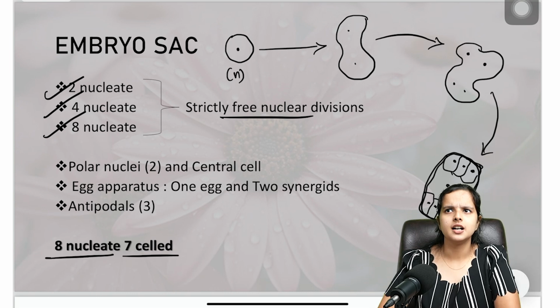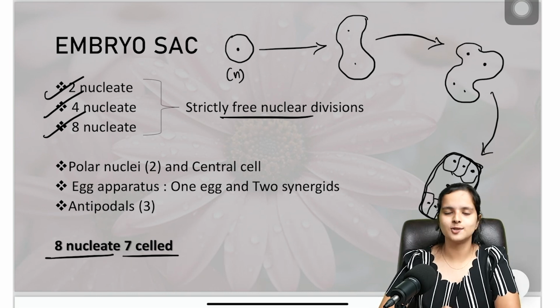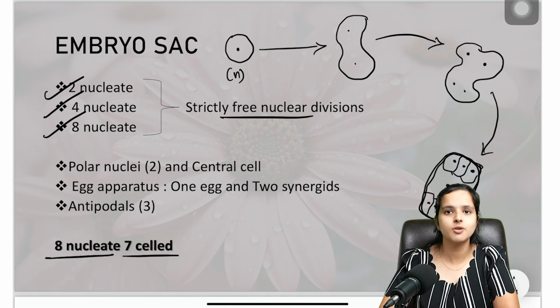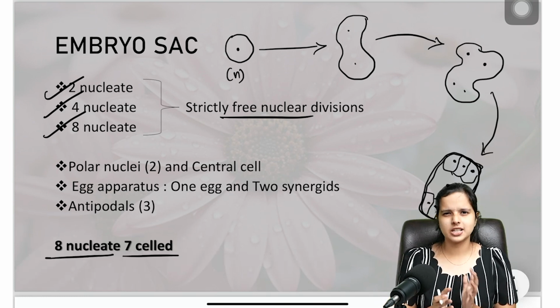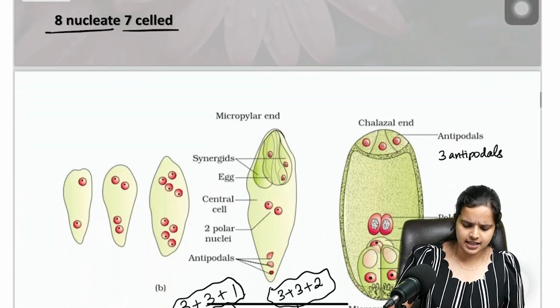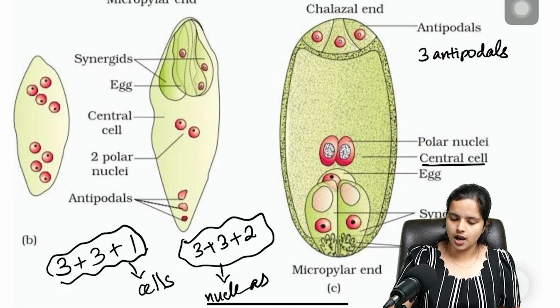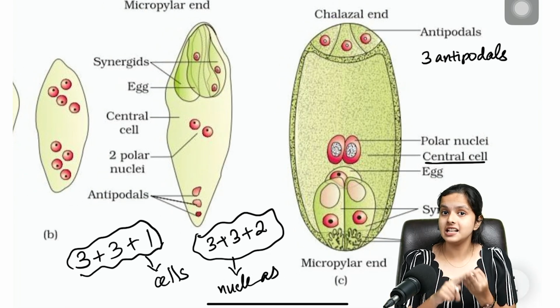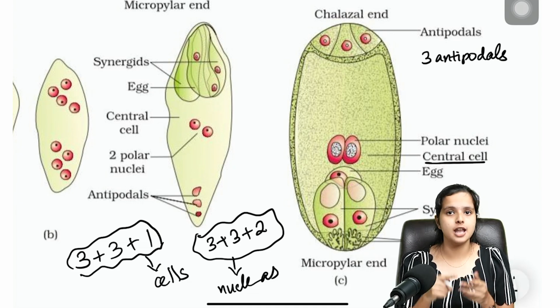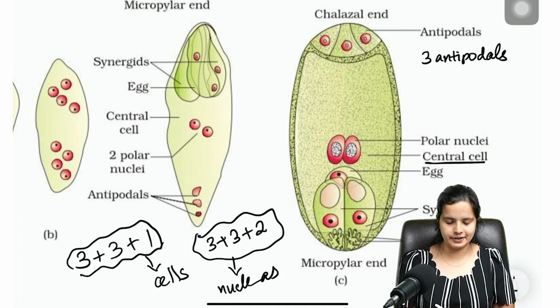You'll be given a statement: the embryo sac of an angiosperm is 8 nucleate and 7 celled. And you will be asked to explain. You'll not have to explain the development, but you'll for sure have to draw this figure, the figure C. And you'll have to mark the antipodals, the polar nuclei, the central cell, the egg and 2 bodyguards, 2 synergids, right? And then you can also mark the chalazal end and the micropylar end, okay?